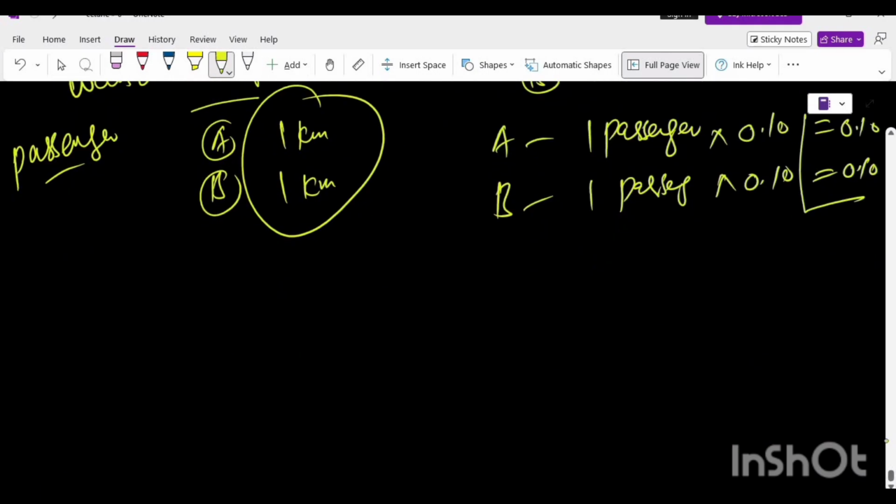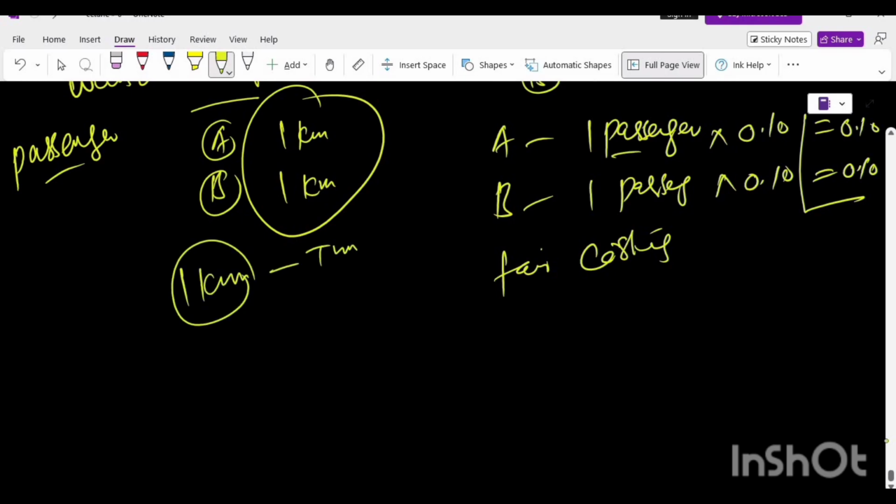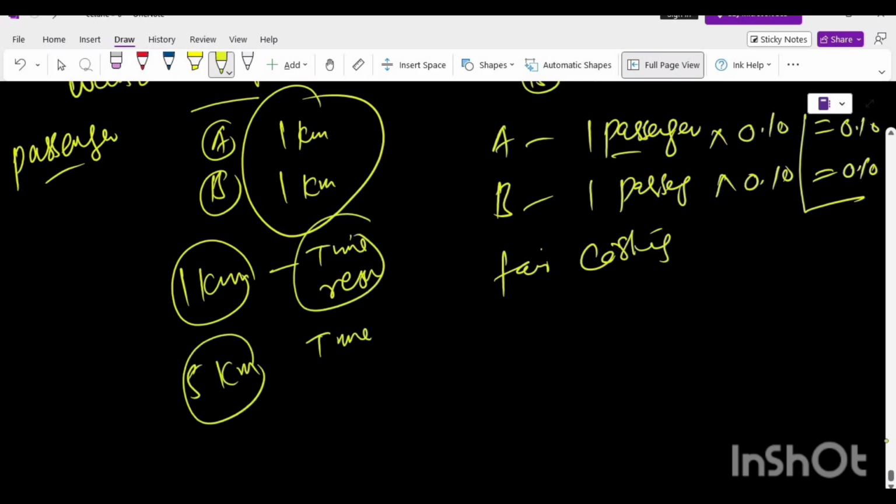And this is not fair costing, because one person is moving for 1 kilometer, so the time and resources they are using are completely different from the passenger who is traveling for more than 1 kilometer. So for that reason, you have to understand why we are using the composite cost unit.